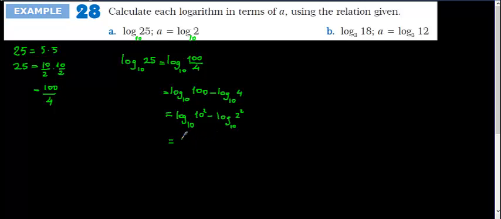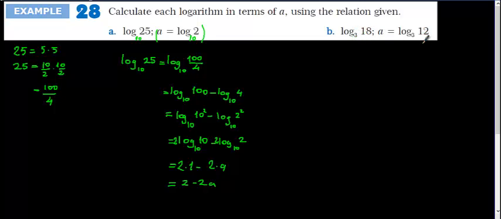That's going to be equal to 2 times logarithm base 10 of 10 minus 2 times logarithm base 10 of 2. Logarithm base 10 of 2 is equal to a, as given in the question, so it's going to be equal to 2 times 1 minus 2 times a, which is equal to 2 minus 2a. It's going to be okay. What about 18 and 12?